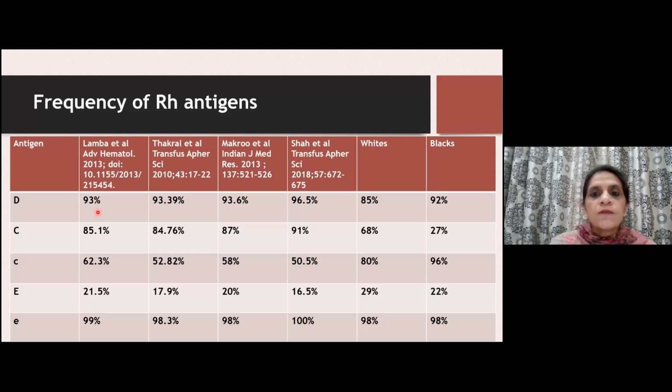Capital C is between 85 to 91% in Indians, 68% in whites, and just 27% in blacks. Small c is between 50 to 62% in Indians, 80% in whites, and 96% in blacks. So there is a large difference in small c and capital C prevalence between the Indian population and the blacks, and capital C is also different in whites. Whereas the prevalence of capital E is more or less similar in all the populations, between 20 to 30%, and small e is nearly 100%.